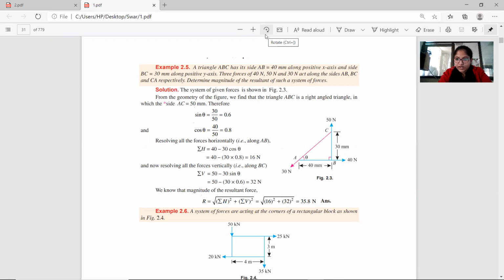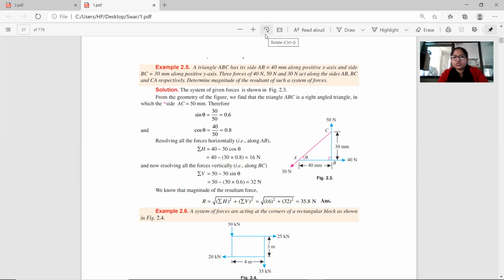Okay, so let's start. The question says a triangle ABC has its sides AB equal to 40 meter along positive x-axis, and side BC equal to 30 along positive y-axis. Three forces of 40 Newton, 50 Newton, and 30 Newton act along the sides AB, BC, and CA, respectively. Determine the magnitude of resultant of such a system of forces.